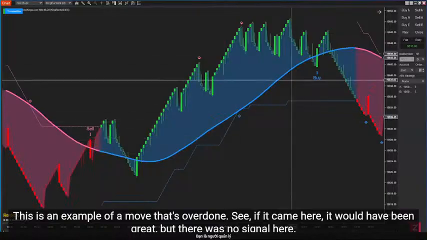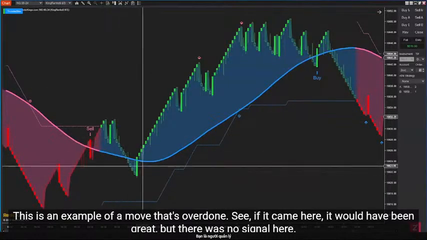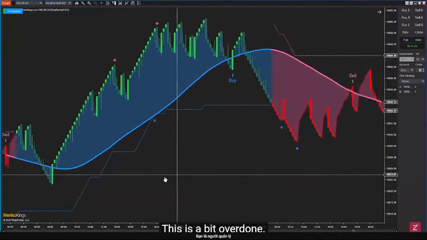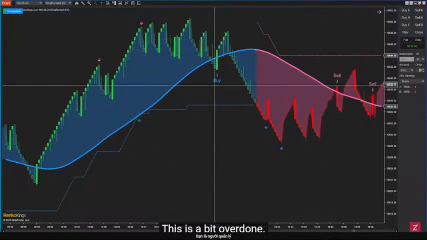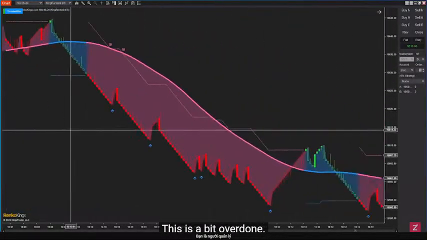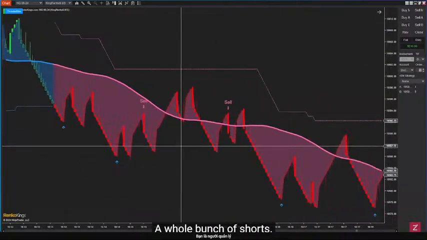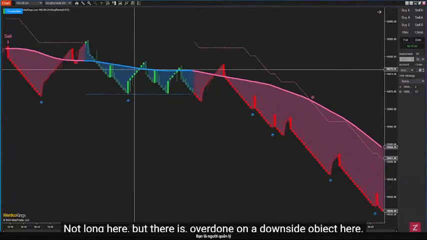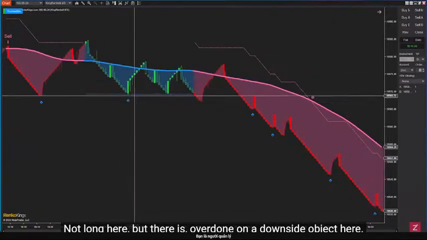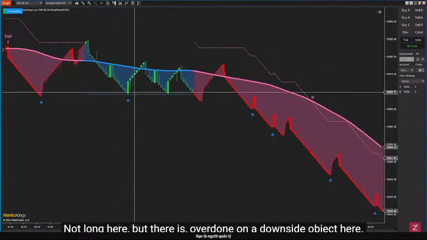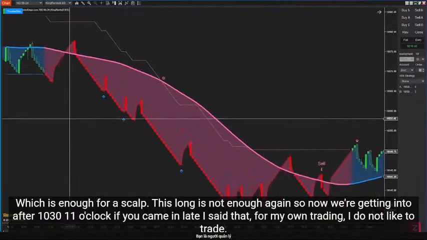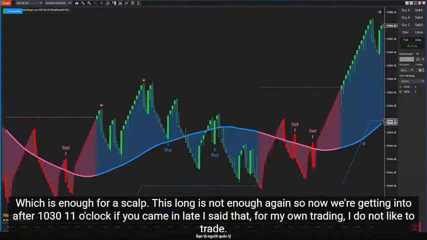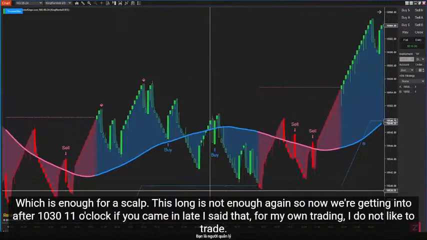This is an example of a move that's overdone. See, if it came here, it would have been great, but there was no signal here. This is a bit overdone. A whole bunch of shorts. No long here, but there is overdone on a downside object here, which is enough for a scalp. This long is not enough.